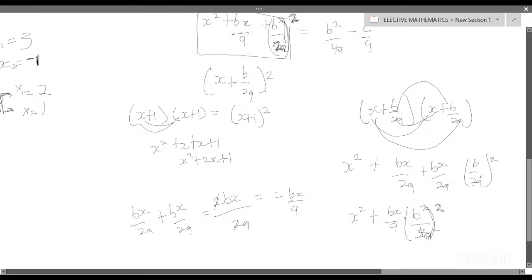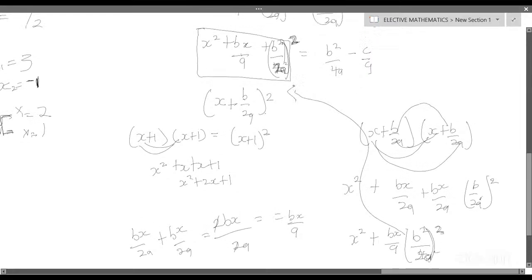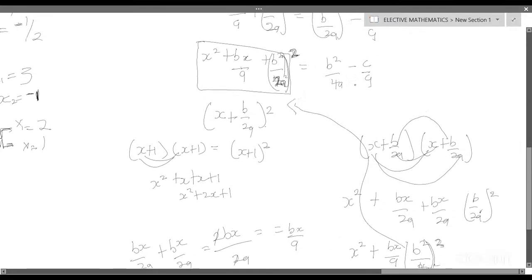So now you could see that this is the same thing here. Can you see it? This thing that you see over here is the condensed version of this. This x plus b over 2a all squared is the condensed version of this particular one. Because when we expand this one, we are going to get this. So this one is the expanded version of this one, and this one is the condensed version of this one. Okay.